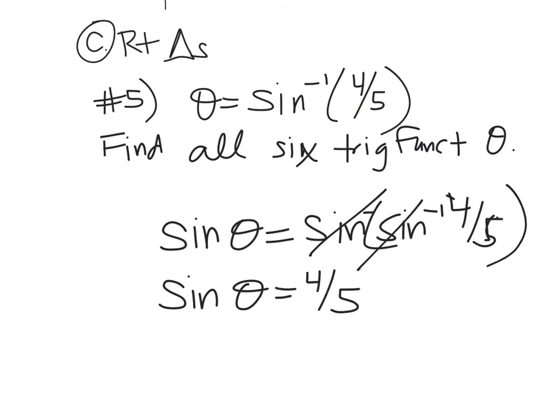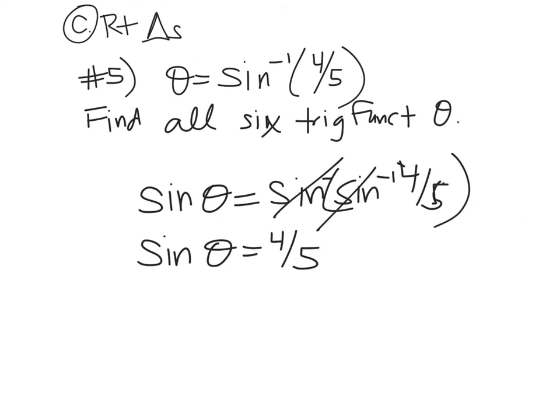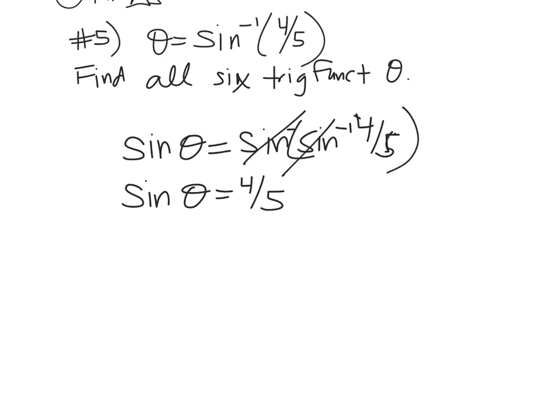So sine of theta equals 4/5. That's basically what this means, right? We just talked about inverse functions. Sine of what angle gives me 4/5. So now we have a positive 4/5. The sine inverse is positive in quadrant 1.